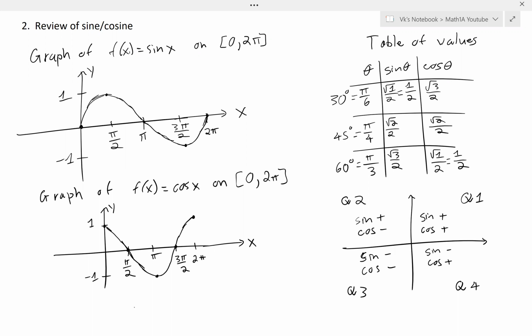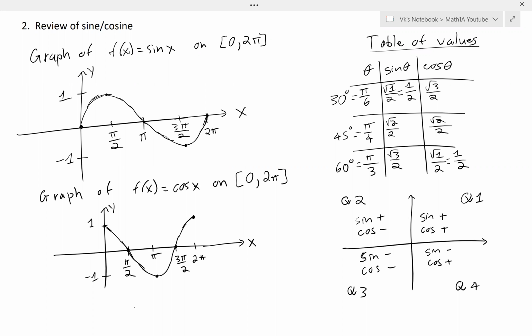What about the other angles, such as pi over 6, pi over 4, pi over 3? Then it is best to remember the table of values. So we have those angles, sine of the angle, cosine of the angle. A way to remember sine of the angle is we begin from 30 degrees, 45 degrees, and 60 degrees. Sine of 30 degrees, or pi over 6, is root 1 over 2. And then sine of pi over 4 is root 2 over 2. Sine of pi over 3 is root 3 over 2.